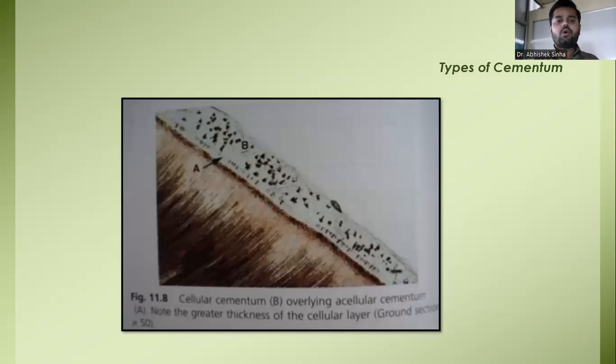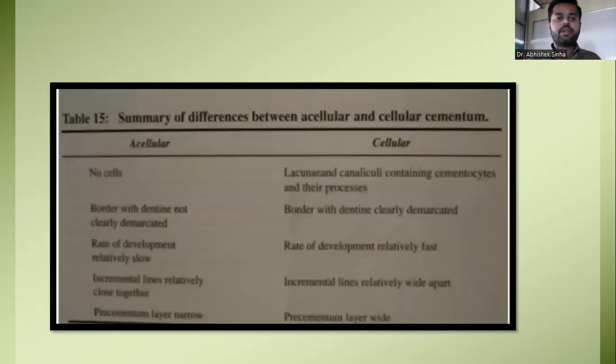This is a diagram. All diagrams have been taken from your standard textbook, Carranza, so you can go back again and again and refer. This table has also been taken. This is a very nice table which is differentiating between acellular and cellular. I expect you to go back and read from my textbook.